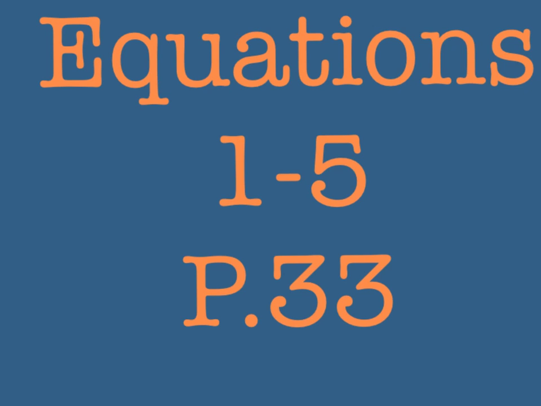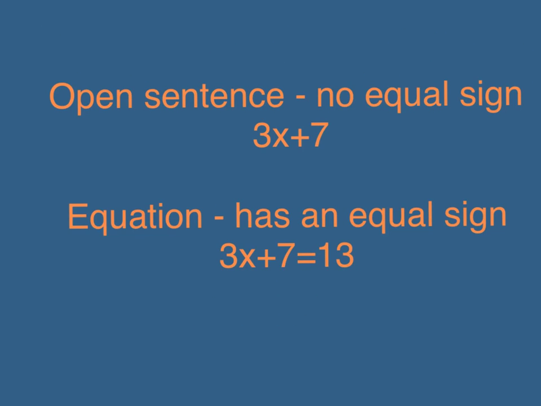Hello and welcome. Today we're going to be covering the equations, lesson 1-5, page 33 in your algebra book. We have a few vocabulary terms that we got to discuss before we go in, and then we're going to do examples. So our first two words that we need to know are open sentence and equation. The difference between an open sentence and an equation is one has an equal sign, the other does not. An open sentence does not have the equal sign, an equation does, and that's what separates the two.